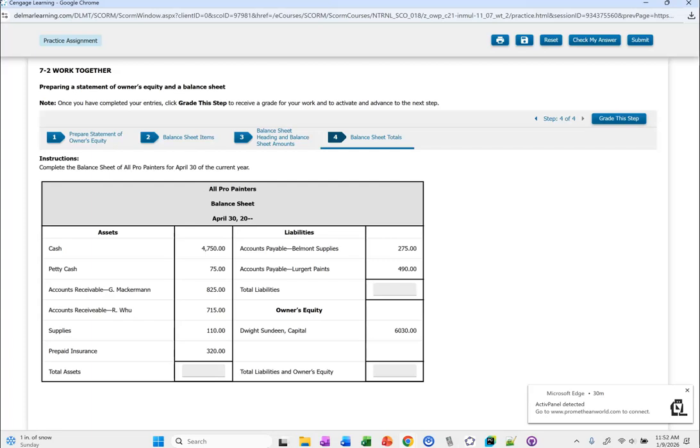All right. So our total assets, if I add up all that stuff down, what do I get? Who's got their calculator? 6,795. Okay? And if I add up those liabilities, 765. And then if I take 765 plus 6,030, I do get 6,795.